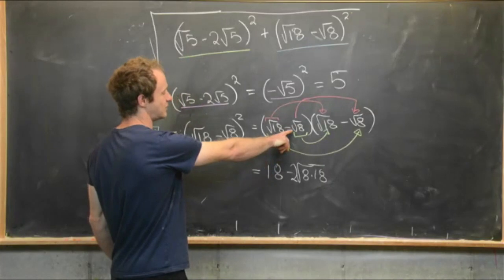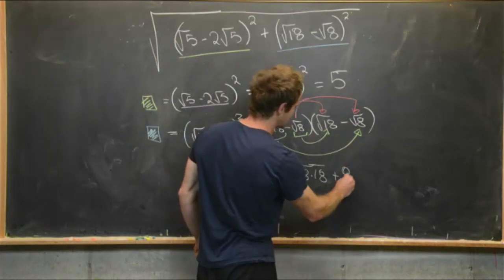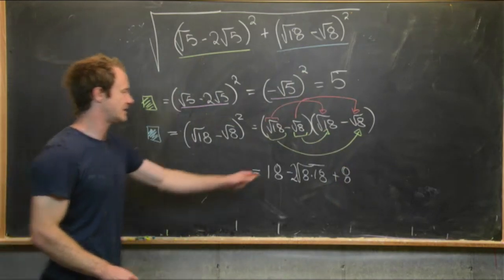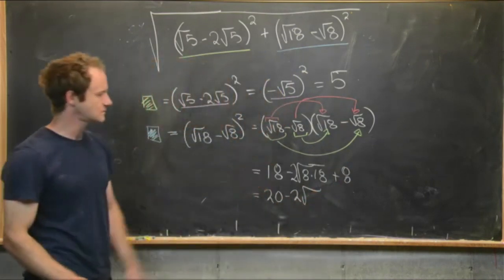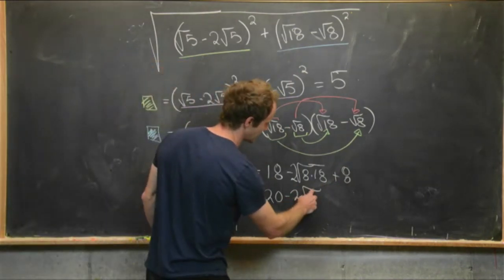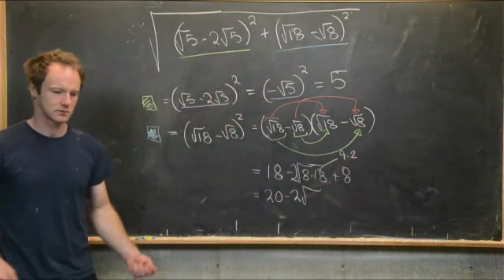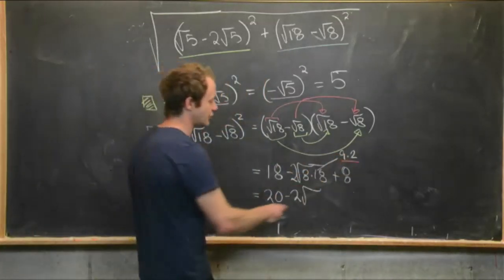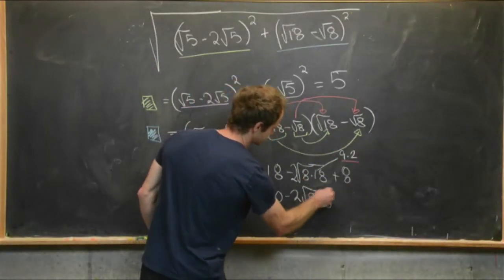And then finally you have plus the square root of 8 times the square root of 8, but that's just going to be 8. So you're left with something like this. But now notice that those add together to be 20 minus 2 times the square root of 18 times the square root of 8. And this actually simplifies quite a bit. Notice you can take this 18 and write it as 9 times 2, right? And so if you take this 18 and write it as 9 times 2, then you can write this as 9 times 16.